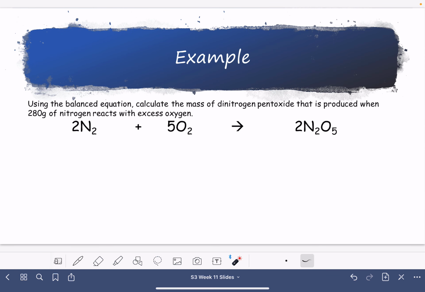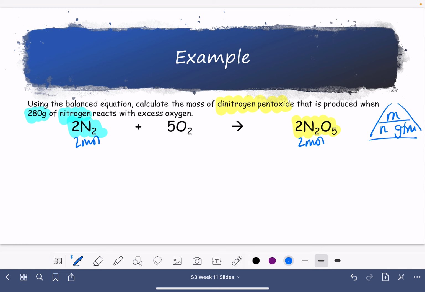Here's another one. Using the balanced equation, calculate the mass of dinitrogen pentoxide, which is over here, that is produced when 280 grams of nitrogen reacts with excess oxygen. So let's write our mole ratio underneath. It's 2 moles to 2 moles. That's a 1-to-1 ratio, so we're not going to need to do any multiplying out. And then let's write our mole relationship. So we're happy with what we need to multiply or divide to work out the unknown.